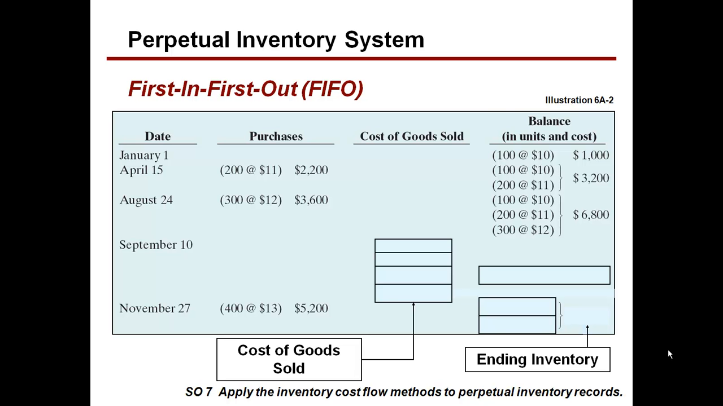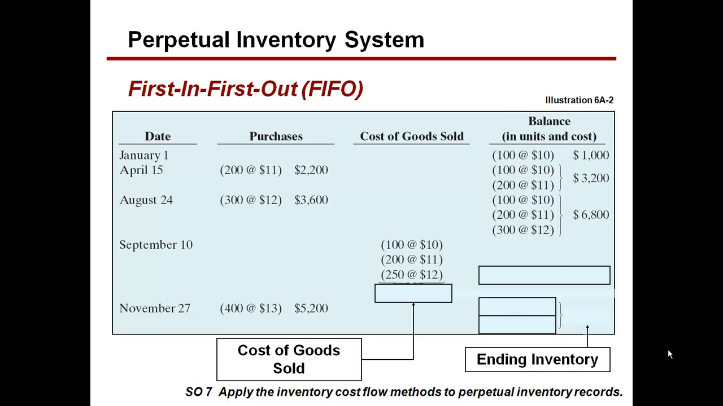Now, September 10th, we sold 550 units. Under the first in, first out cost flow assumption, we want to calculate our cost of goods sold. So our earlier layers, our first layers, are assumed to be the first out the door upon a sale. So we'll first assume that we sell the layer of 100 at $10. Secondly, the second layer, 200 at $11.